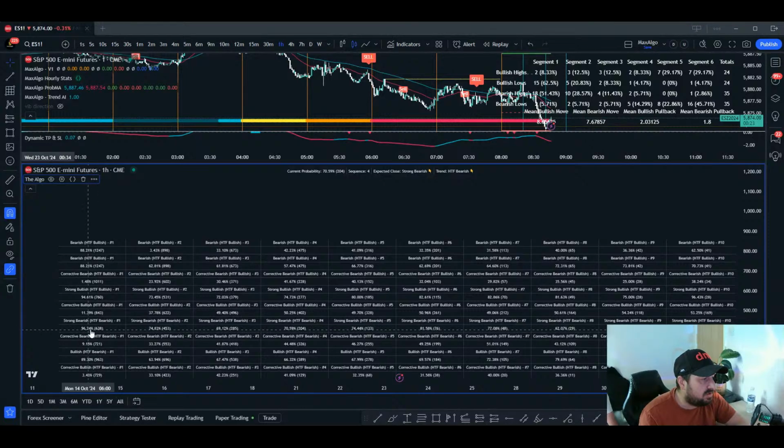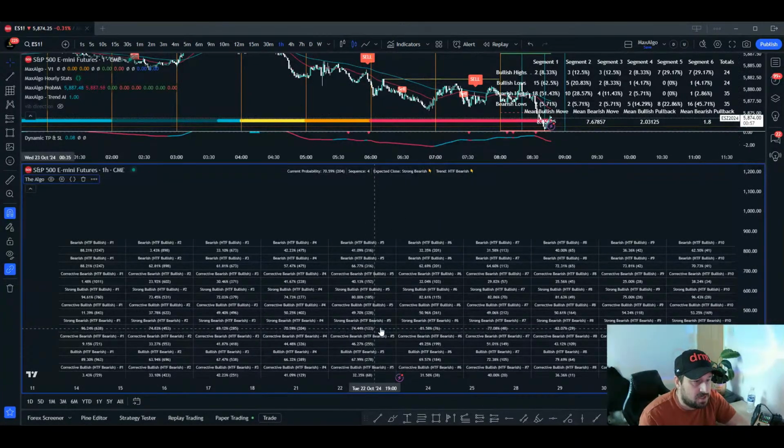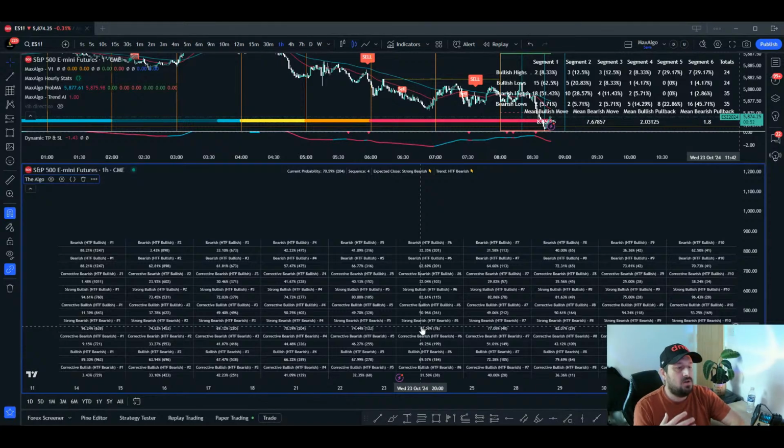So sequence 1 of 638 candles on the hourly, 96% of the first sequence closed bearish, 74% for sequence 2, 69% for sequence 3. We're in sequence 4 at the moment, 70.59. And then the next sequence is going to be a 74% probability of being bearish as well. And then you can see as we go into sequence 6, it will be 81%.